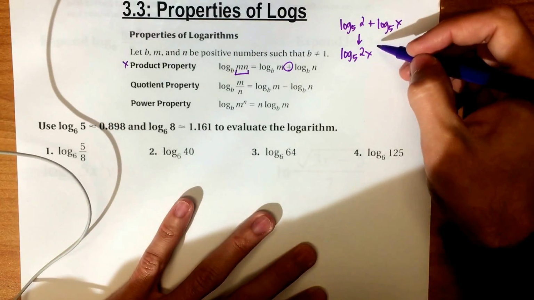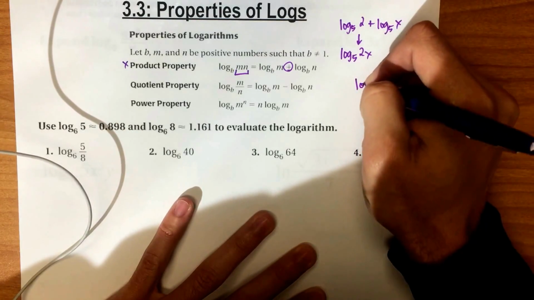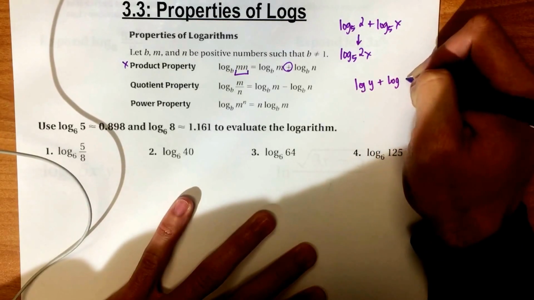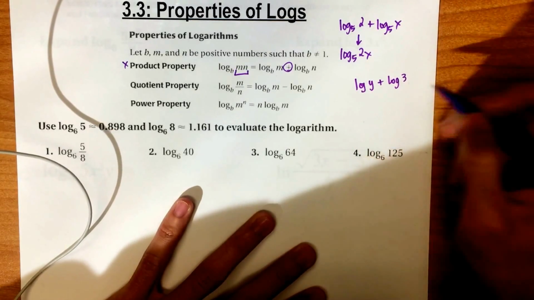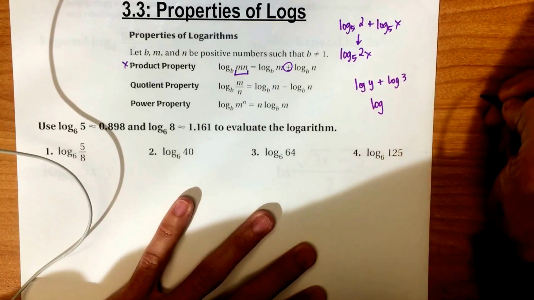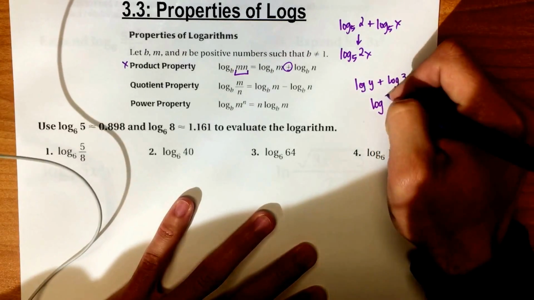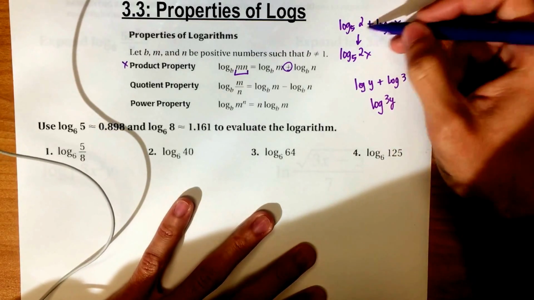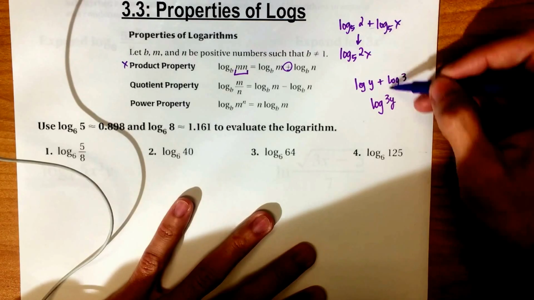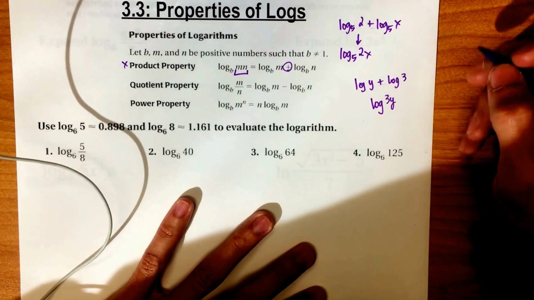Now the reverse also works. If I start off with something like log of y plus log of 3, I can put these two together back into a single log by just taking the y and the 3 and multiplying them. So splitting them apart is called expanding, and then putting them back together is called condensing.